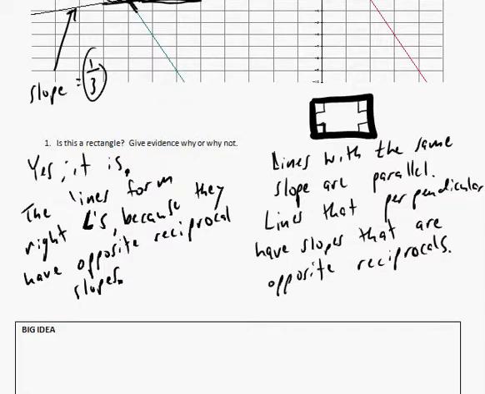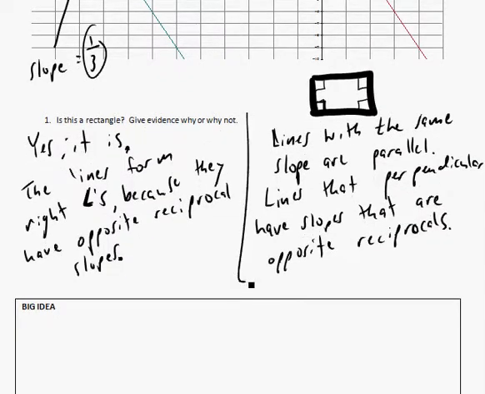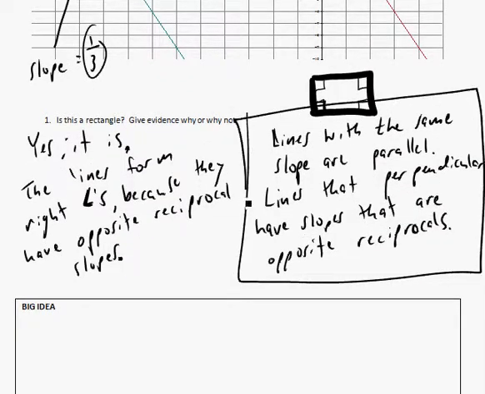So, for the big idea, I would simply reiterate these two statements, that lines with the same slope are parallel, and lines that are perpendicular have slopes that are opposite reciprocals.